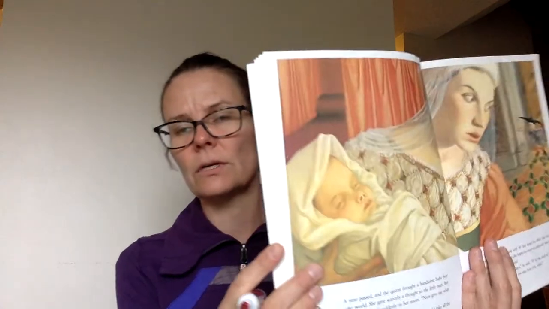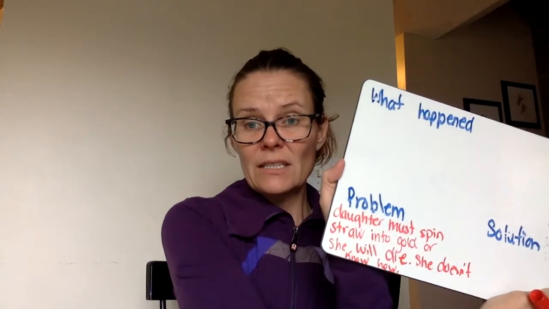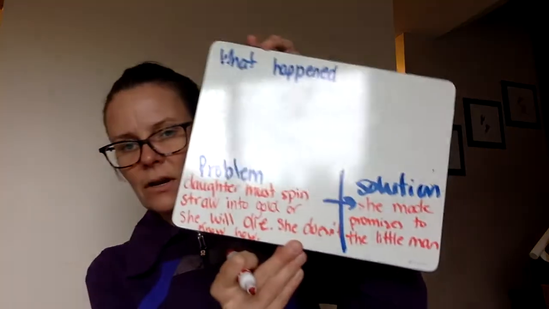A lot of threes in this story. So here it is. Here's a beautiful baby. And he shows up again, that little man. So now she's got a second problem. So the first problem was spinning the straw into the gold. Oh my goodness. And we can even split this in half. We can say the solution to that first problem was that she made promises to the little man. So we can say that was kind of like the first set of problems. So she had to spin the straw, and if she didn't, she would die. So that could be the first problem.